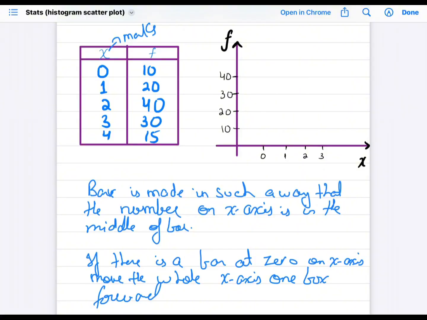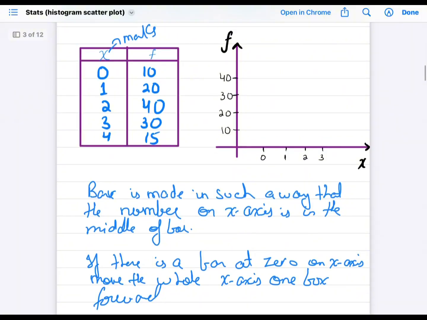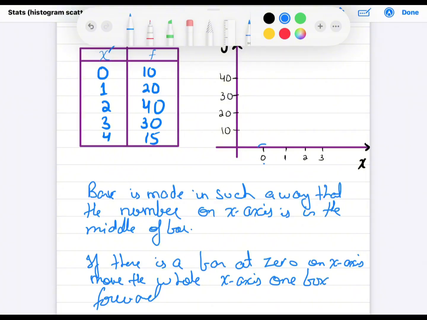The first point is that when we have a single value table, remember that when we make a bar, the number on the x-axis is in the middle of the bar. The second is that if a 0 value is given in the table, we have to move the 0 to the right side. You can see that I have written 0 here because 0 is given in the data table, so that's why I moved it.